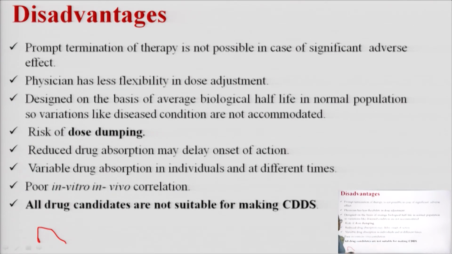Thirdly, these controlled drug delivery systems are designed on the basis of average biological half-life in normal populations. So, variations like diseased conditions are not accommodated while formulating these drug delivery systems.